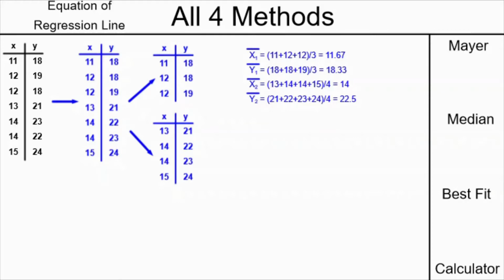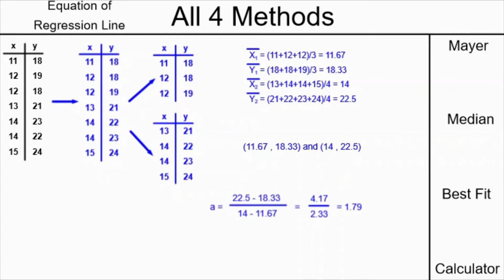The 4 values that I get from doing that are arranged into 2 points, which we need to find our equation. First, we put those 2 points into the slope formula, and this time we get a slope of 1.79. Then we plug that slope and one of the 2 points into the y equals ax plus b form of a straight line equation in order to solve for b, our y-intercept.